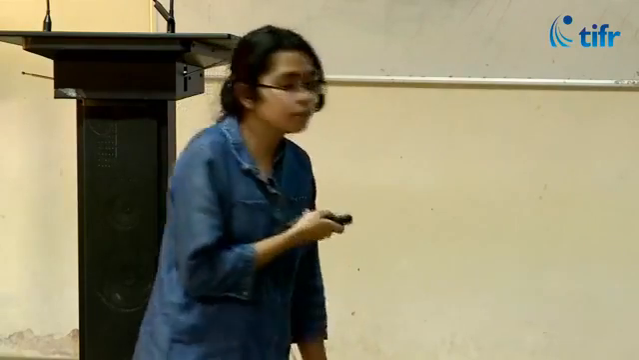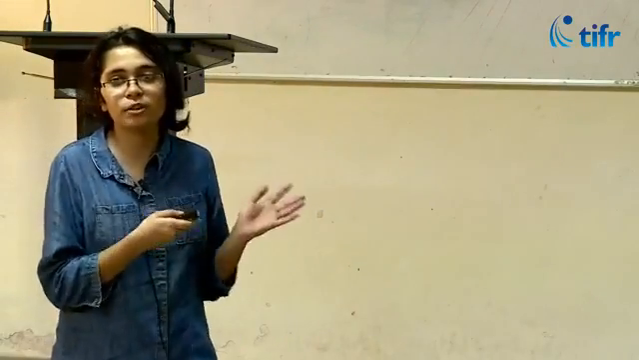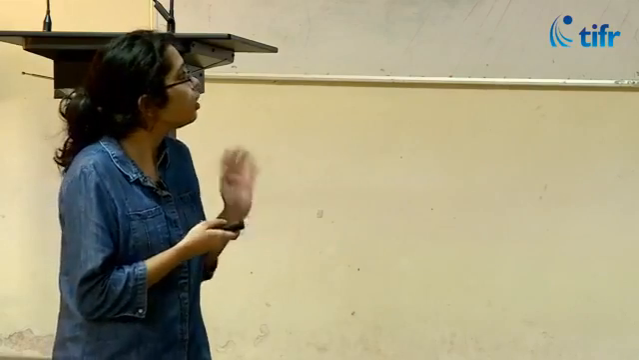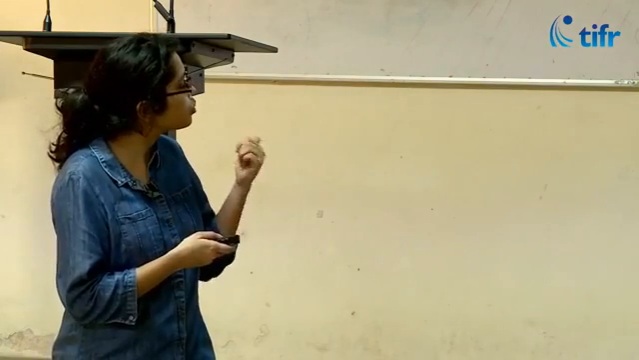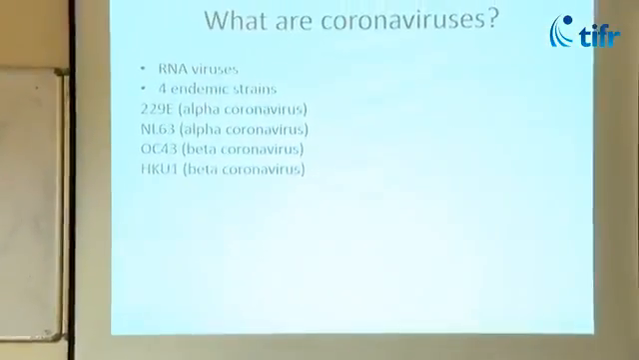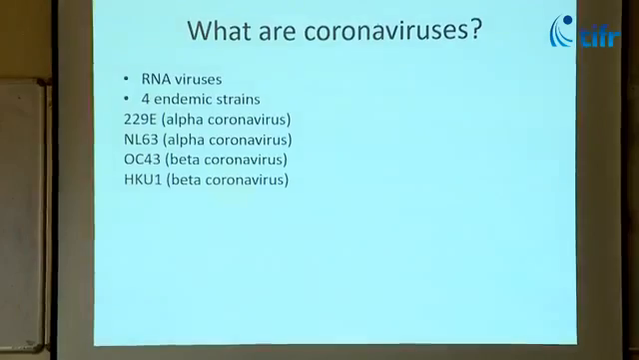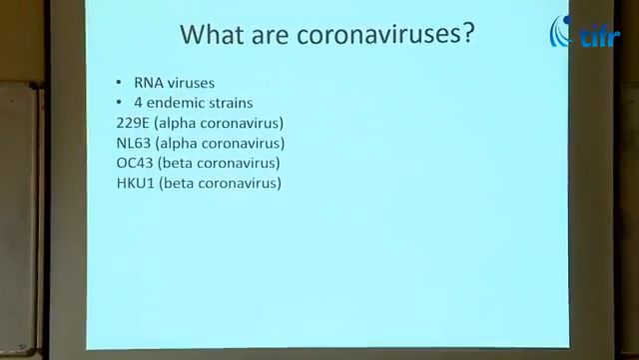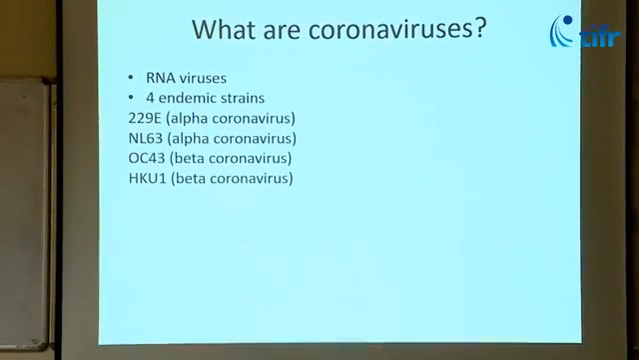I did not put more here because I did not want to put in more information. But there are also alpha, beta, delta, and gamma coronaviruses. So there are 4 types of coronaviruses. Here I have put 2 alpha and 2 beta. There are also 2 delta and 2 gamma. They are not very common, so they don't generally occur in people.